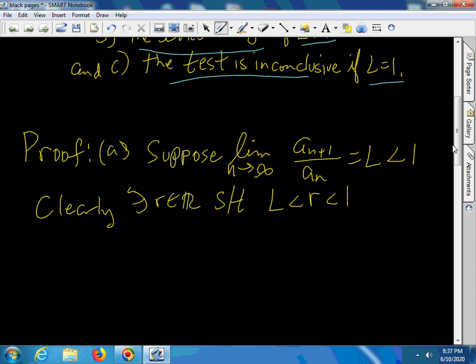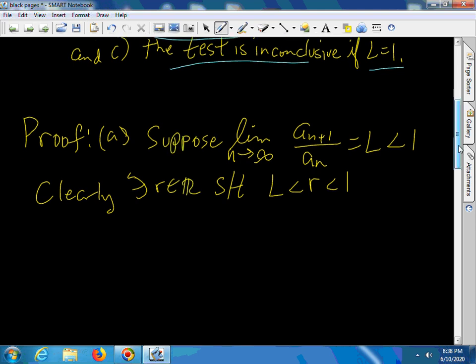Between 1 and L, you can always find a number in between. For example, L plus 1 over 2 is strictly in between L and 1. So there does exist this R. Now, since all of these terms are approaching L, here's a number line. Here's L, here's R, and here's 1. At some point, all of these terms are going to be so close to L that all the terms are going to be less than R.